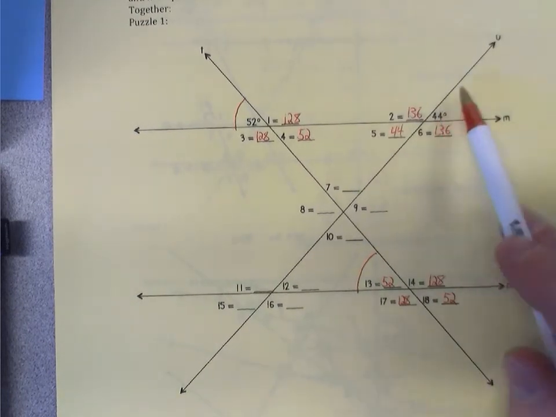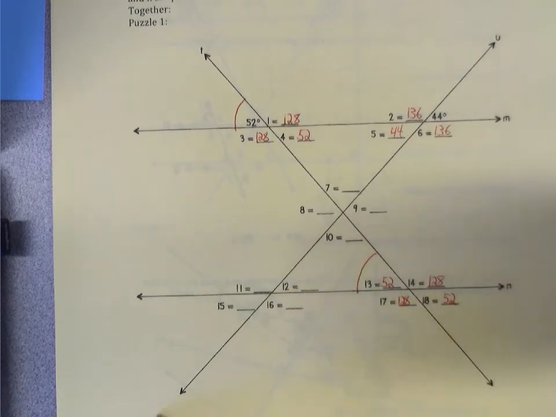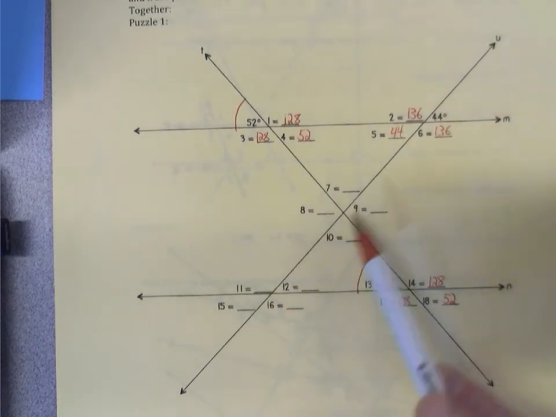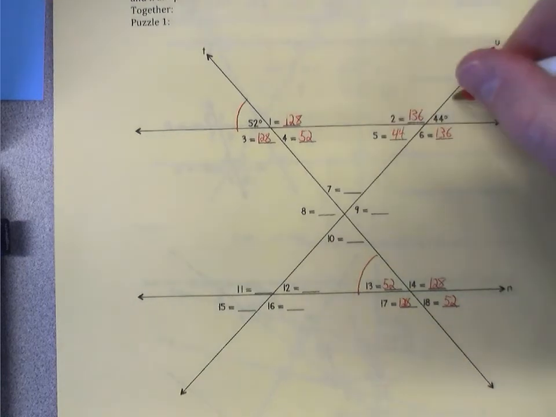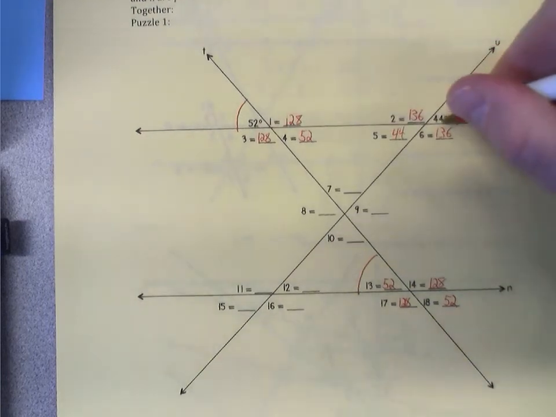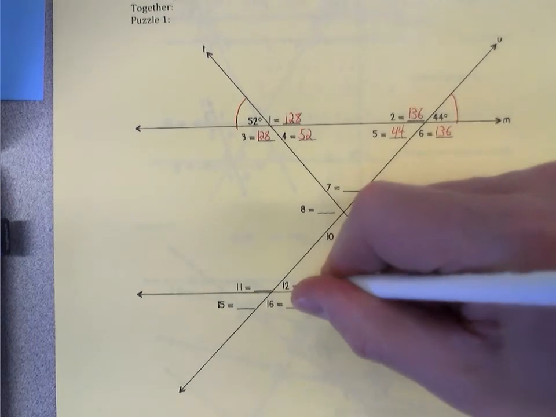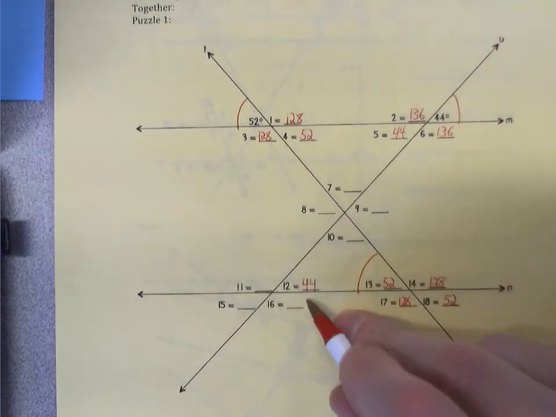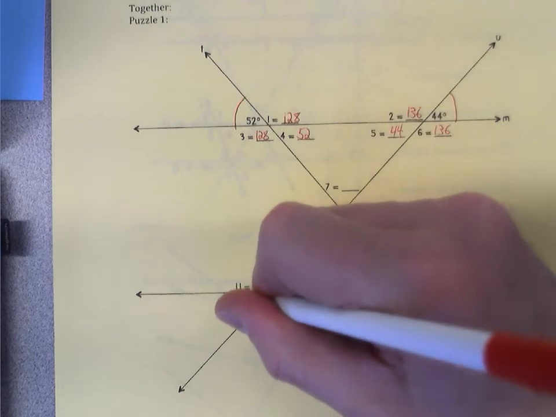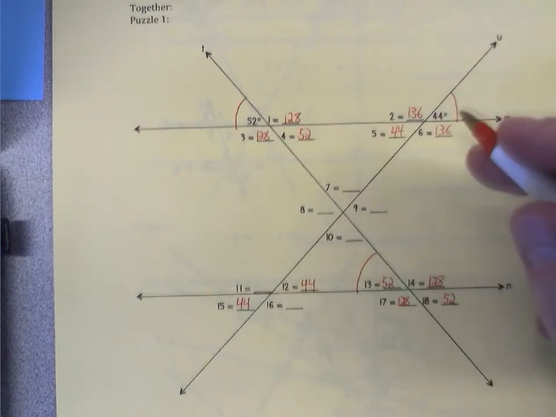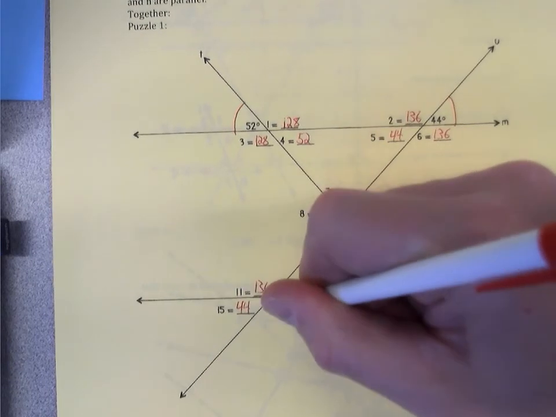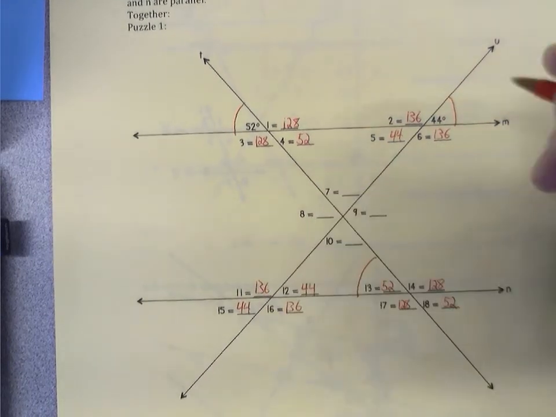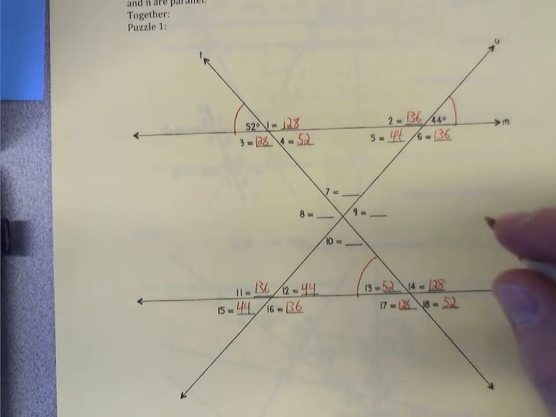Now, same thing here. This line is a transversal. And if we know these values, then that means it's going to match with these values. So this angle measurement here is 44 degrees. So we know number 12 is 44 degrees. Therefore, we know 15 is 44 degrees. And we know that the other two are 136. Okay, we know that based on those.